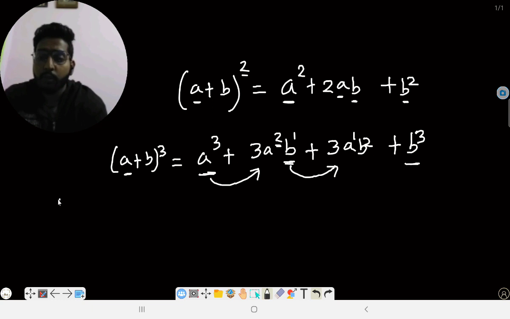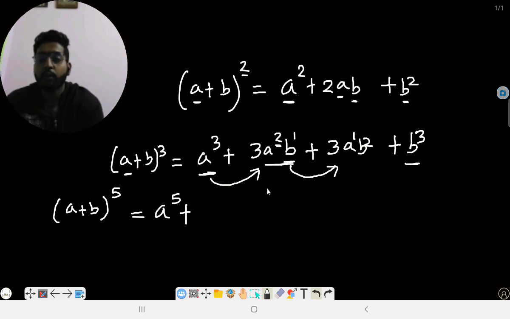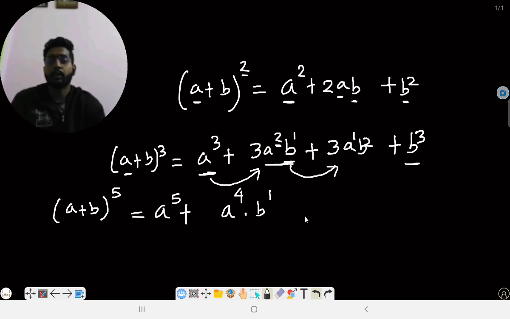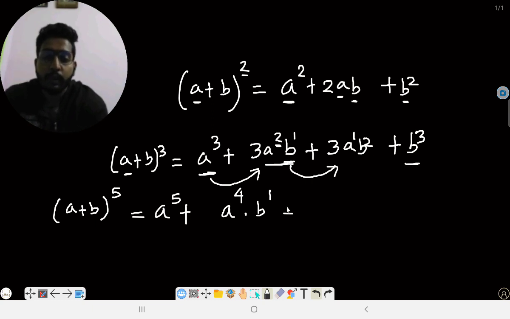So what will (a plus b) whole to the power 5 be? How to write (a plus b) whole to the power 5? Same thing. Look, what is the highest power here? 5. So it will be a to the power 5 plus. Now what will be the next term? From this pattern we see that the power of a is decreasing and the power of b is increasing. So the power of a becomes 4 into b to the power 1. Plus the next term, the power of a decreases again, so it becomes 3, and the power of b increases, so it becomes 2, like this.